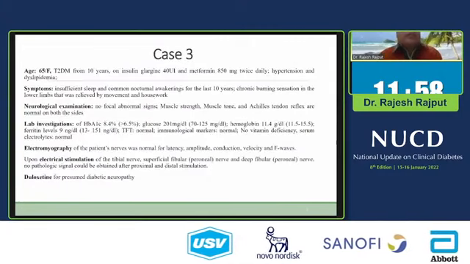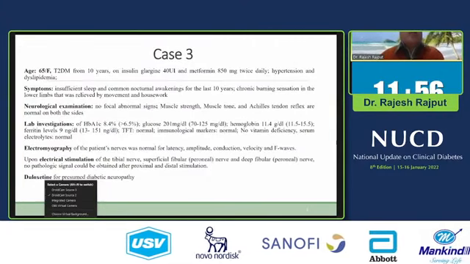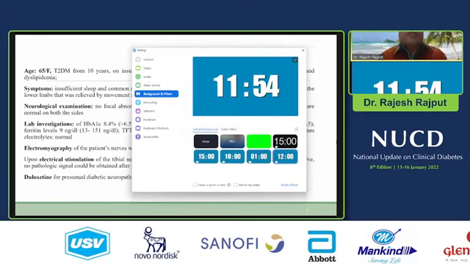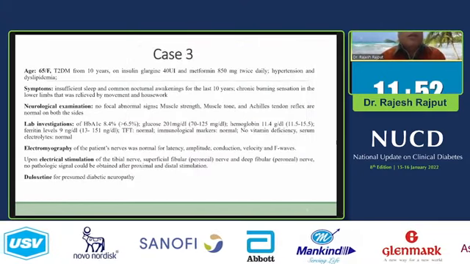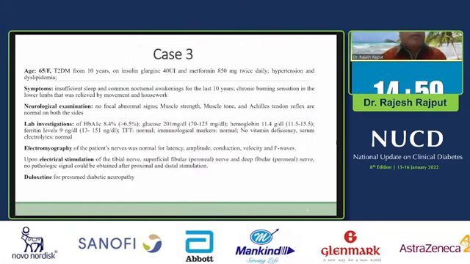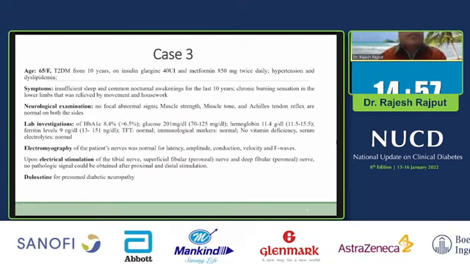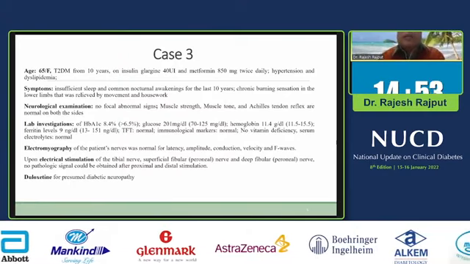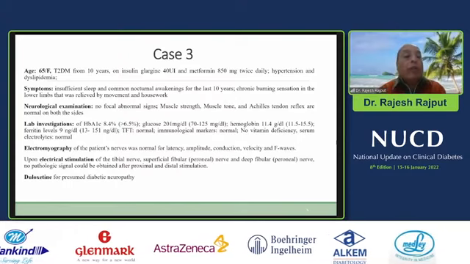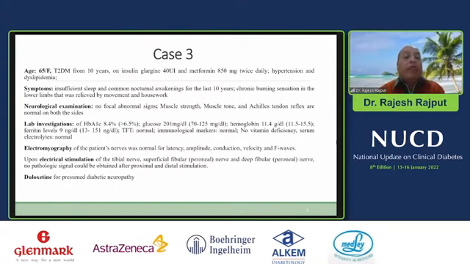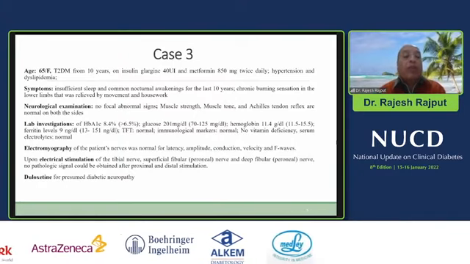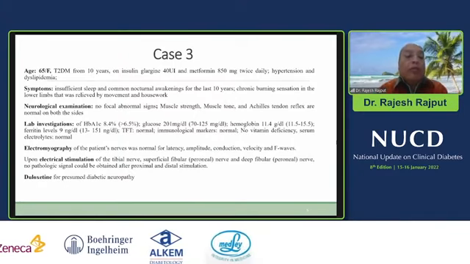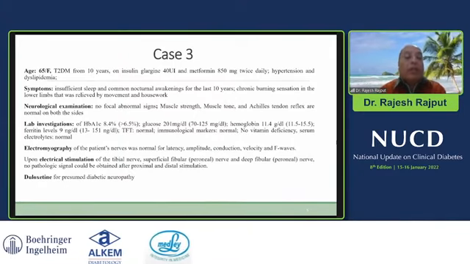Third case, a 65-year-old female with type 2 diabetes, again long-standing. The patient is receiving glargine and metformin. The patient has hypertension and dyslipidemia. She has insufficient sleep, with common nocturnal awakenings for the last 10 years, and a chronic burning sensation in the lower limb that gets relieved by movement and household work. Neurological examination shows no focal abnormal signs.